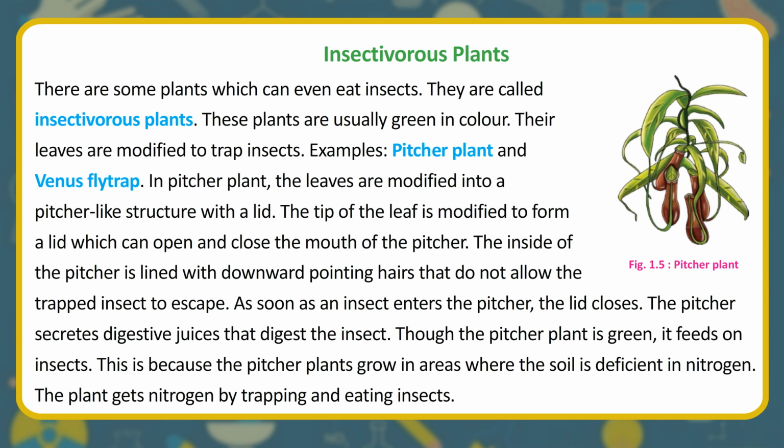Though the pitcher plant is green, it feeds on insects. This is because the pitcher plants grow in areas where the soil is deficient in nitrogen. The plant gets nitrogen by trapping and eating insects.